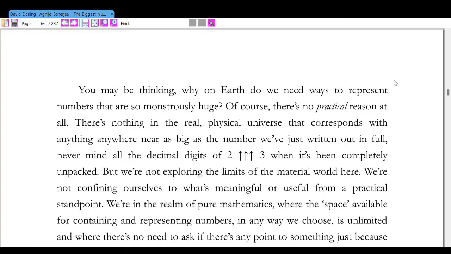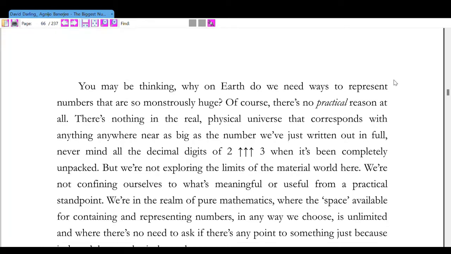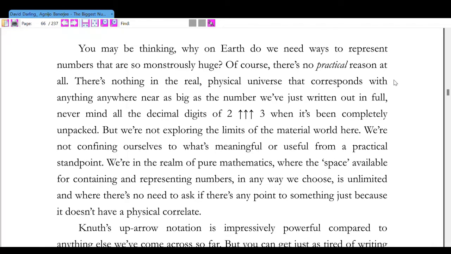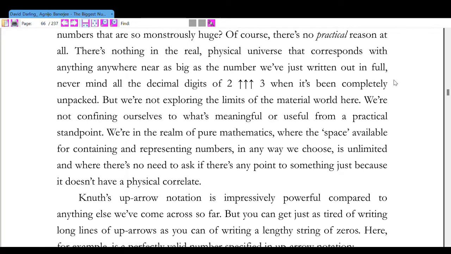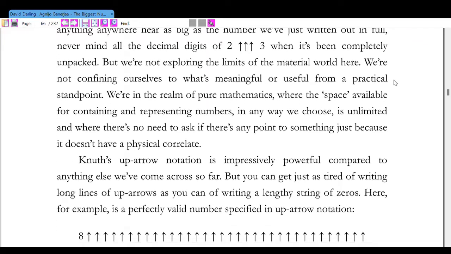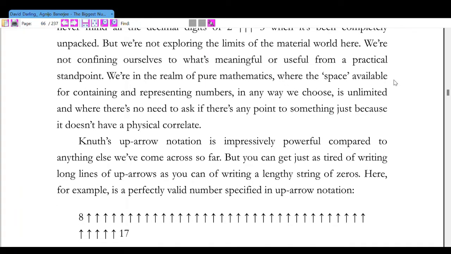But we're not exploring the limits of the material world here. We're not confining ourselves to what's meaningful or useful from a practical standpoint. We're in the realm of pure mathematics, where the space available for containing and representing numbers in any way we choose is unlimited, and where there's no need to ask if there's any point to something just because it doesn't have a physical correlate.